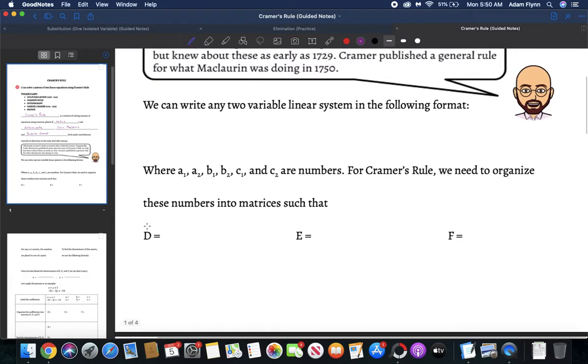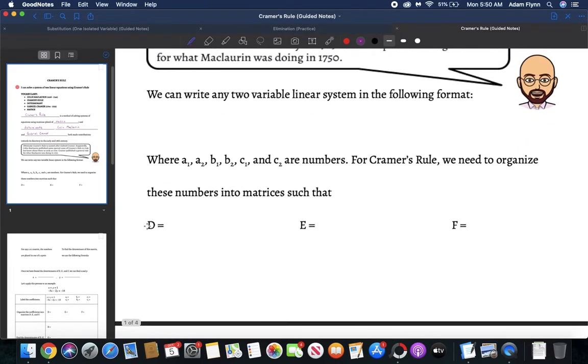So, how do we do Cramer's rule? Let's take a look at this. So first off, it's important to note that we can write any two variable linear system of equations in the following format. Okay? a1x plus b1y equals c1.